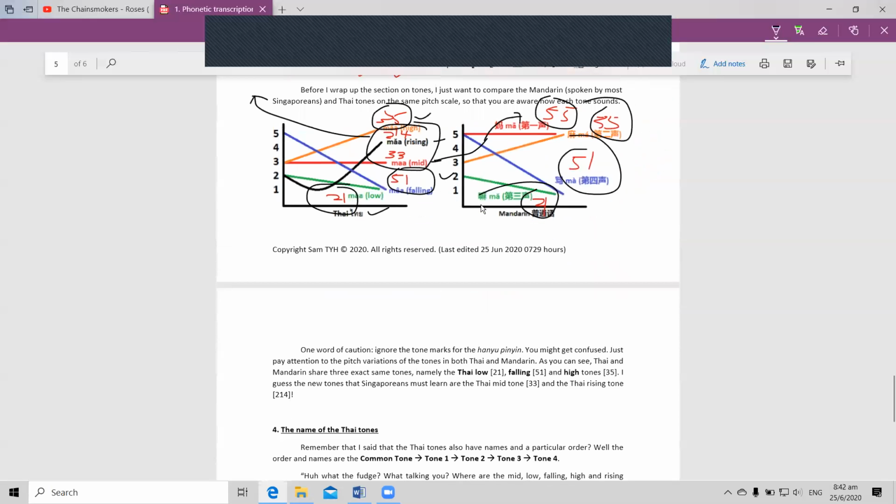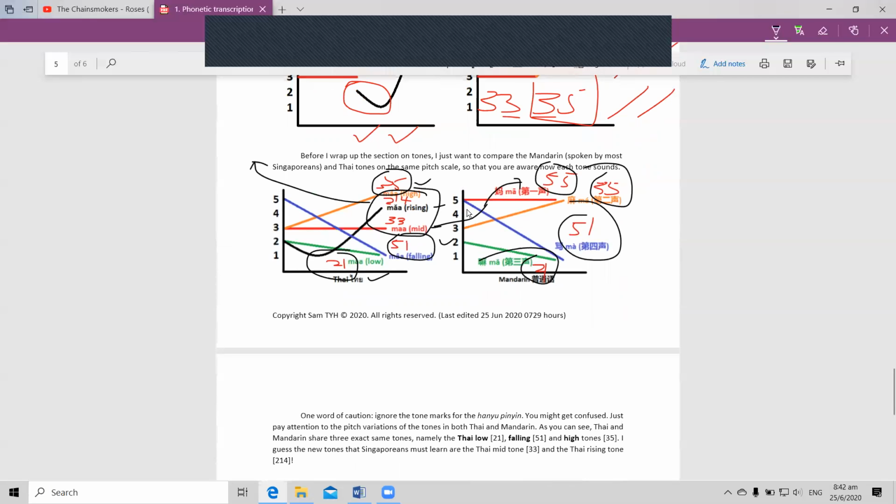All right, so this is the end of the consonant section. In the next section, I will talk about the naming of the tones in Thai.